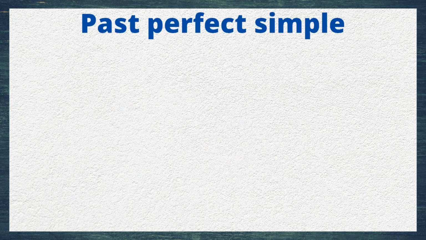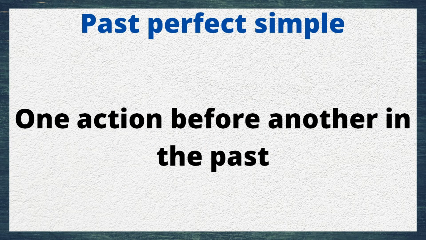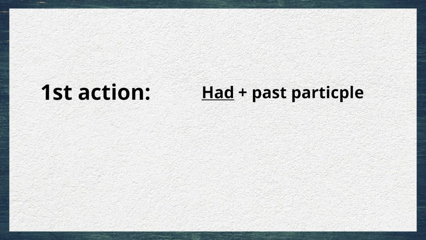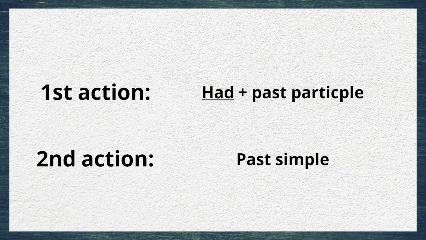So the past perfect simple is used when we have two actions in the past, where one action happened before another one. For the first action, we use had plus the past participle of the verb. And that is the past perfect. And for the second action, we go for the past simple.